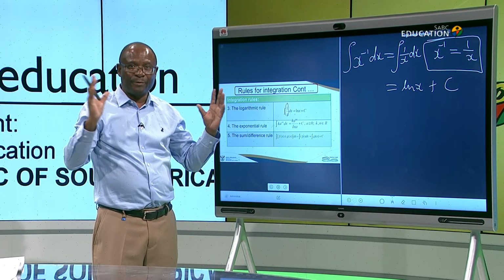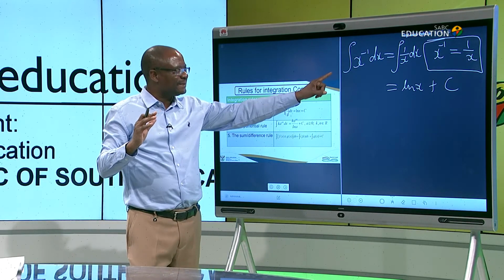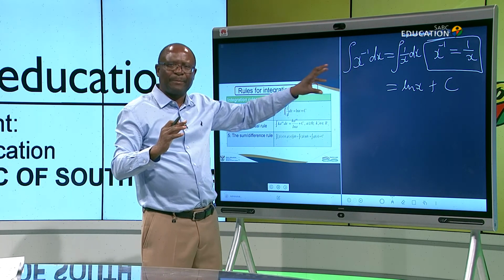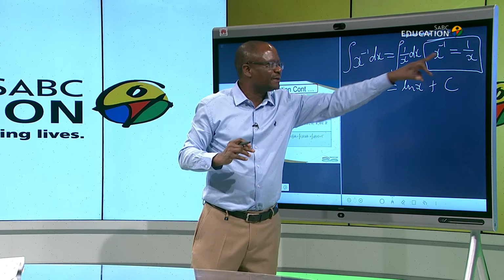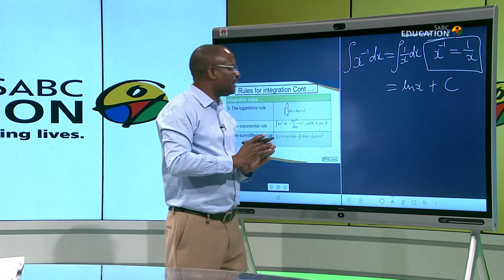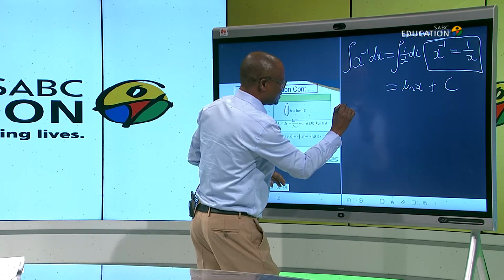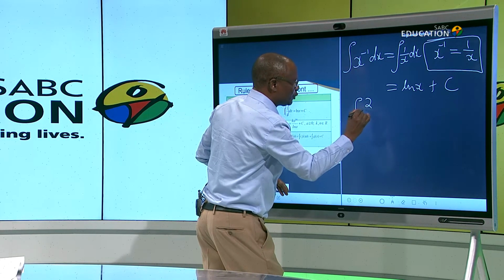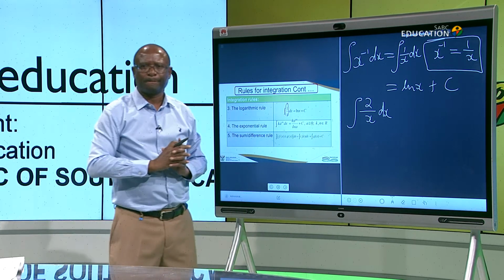I hope we are understanding each other. Check first whether it is written in the power form, but even if it is in power form, can we apply the power rule directly, or can we change it into that form? Let me also give another example on the very same rule. Say you are given the integral of 2 over x dx.